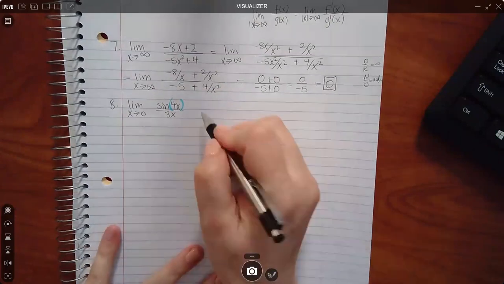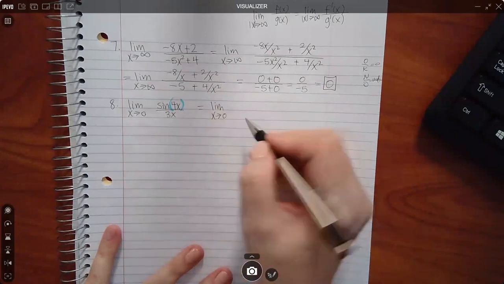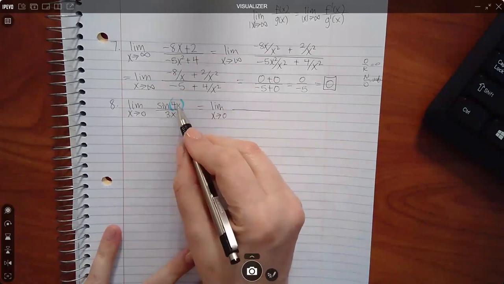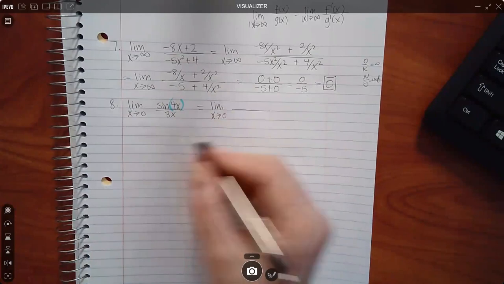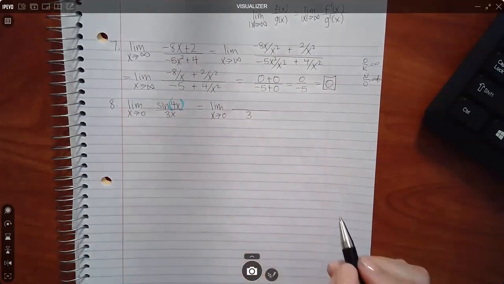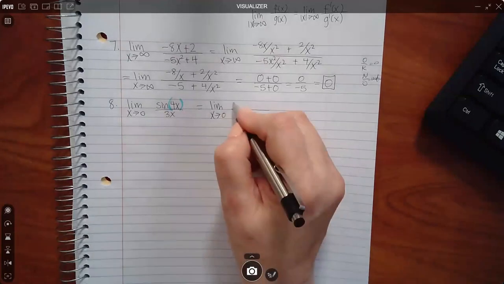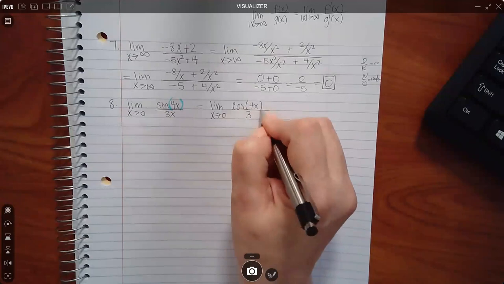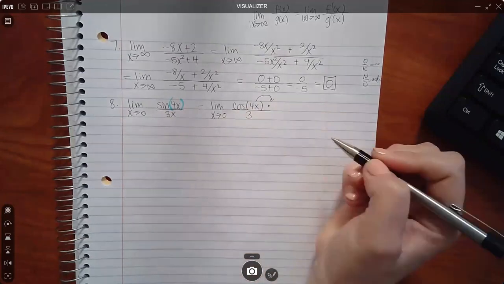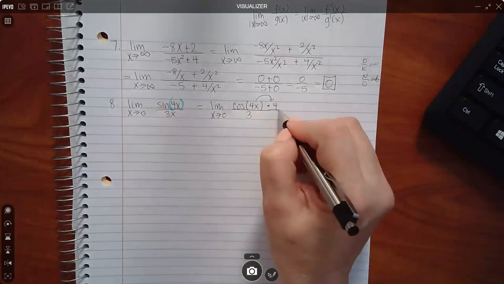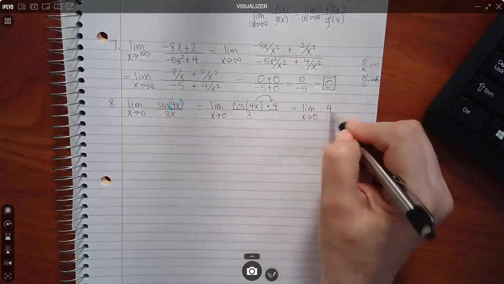So if I apply L'Hôpital's rule, I should get the same bounds, but I need to take the derivative of the numerator and the derivative of the denominator. The bottom's easy. What's the derivative of 3x? 3. The top's a little bit trickier only because of the chain rule. What's the derivative of sine? Cosine. But the angle doesn't change. However, it's not just x, which means I have to multiply by the derivative of it, which is 4. So you actually end up with, I like the 4 in the front, right?